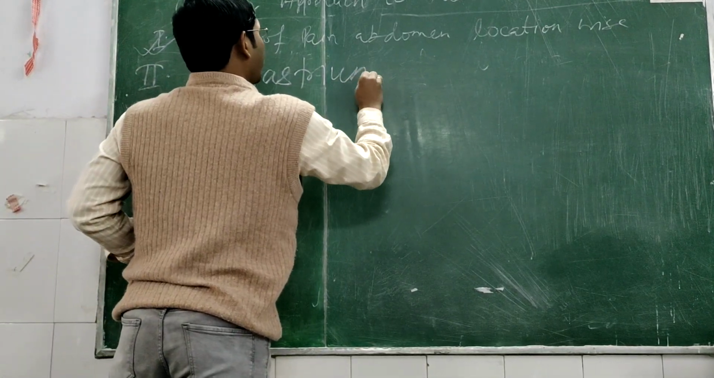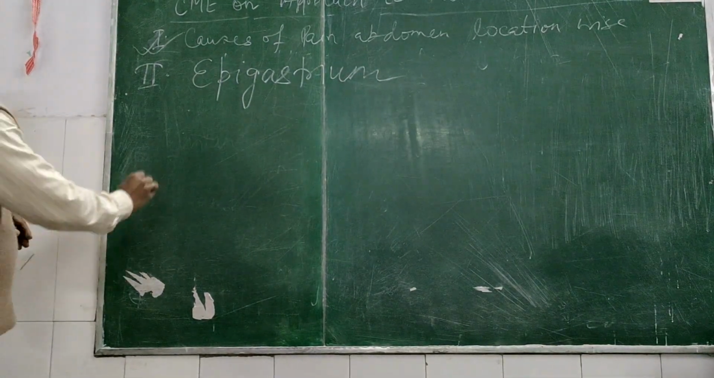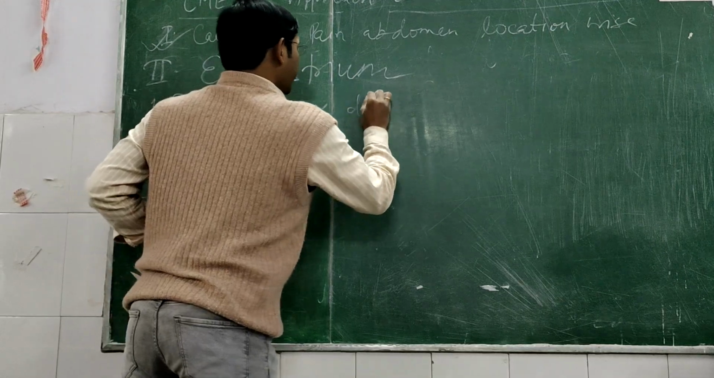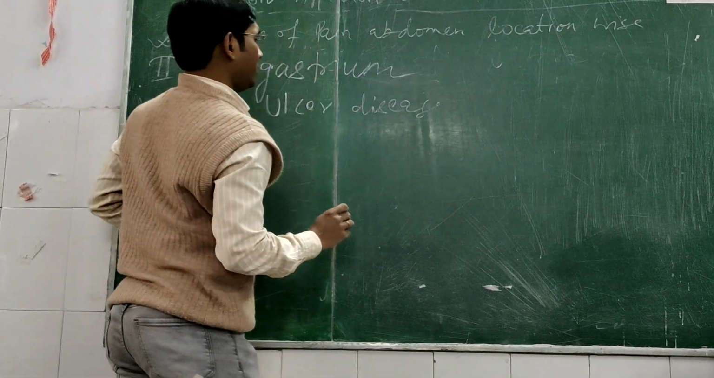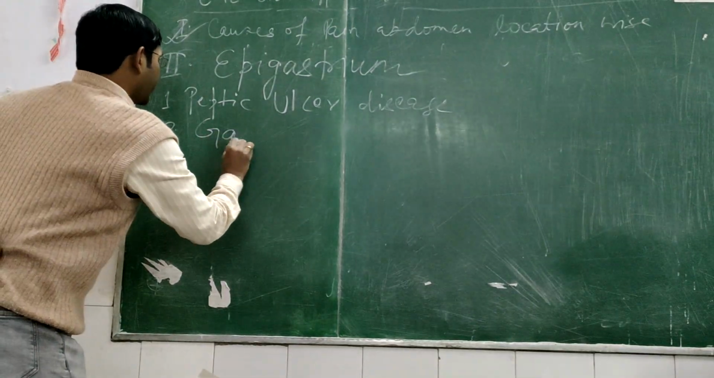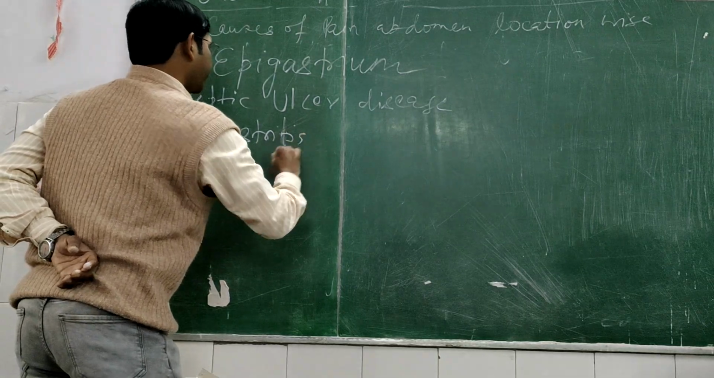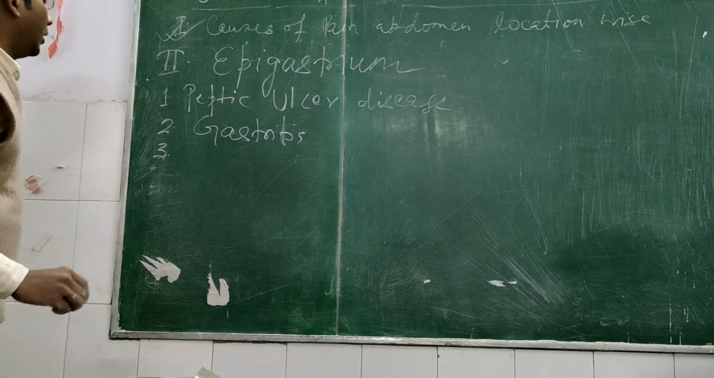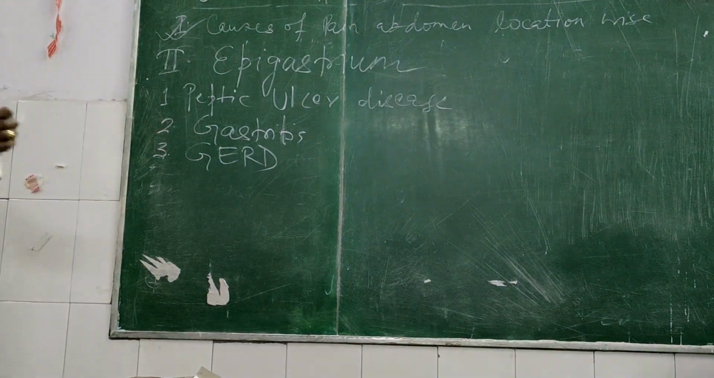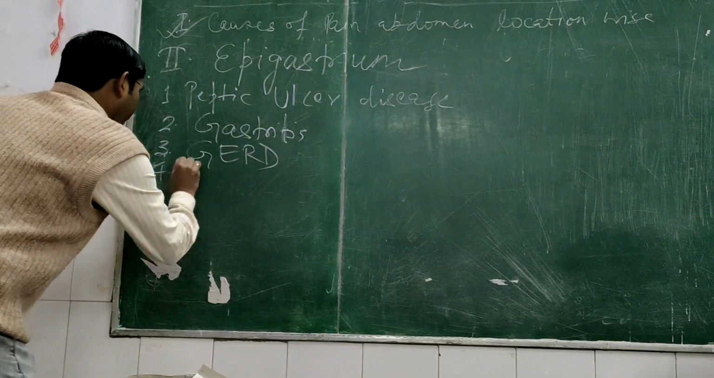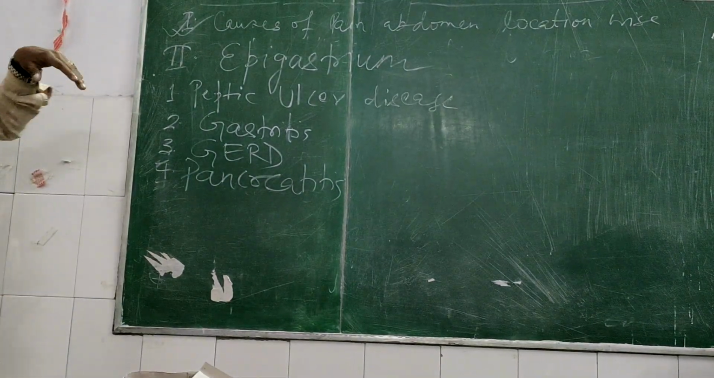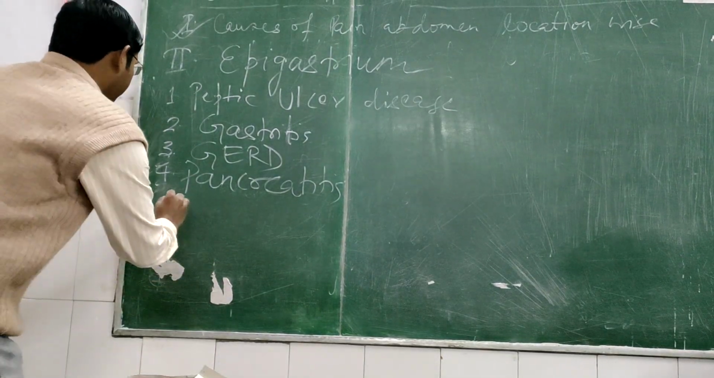Causes of pain abdomen in epigastrium. So number one will be peptic ulcer disease. Number two will be gastritis. Number three will be GERD. GERD means gastroesophageal reflux disease. Fourth will be pancreatitis. I have already told that the pain of pancreatitis will be felt throughout the upper abdomen, meaning all three quadrants. So peptic ulcer disease, gastritis, GERD, pancreatitis.